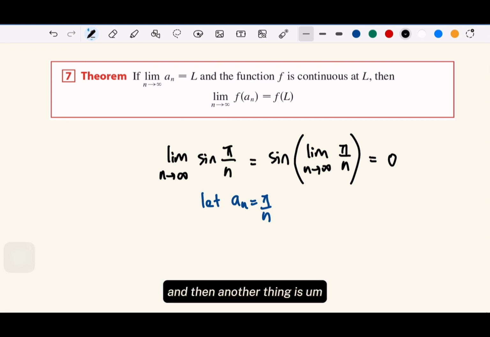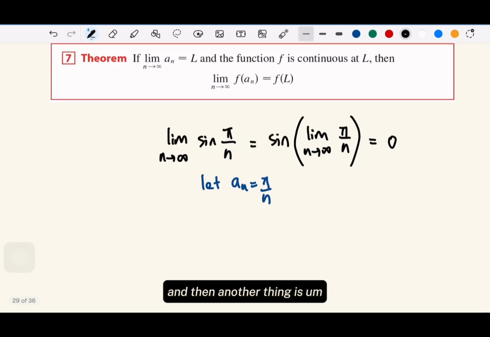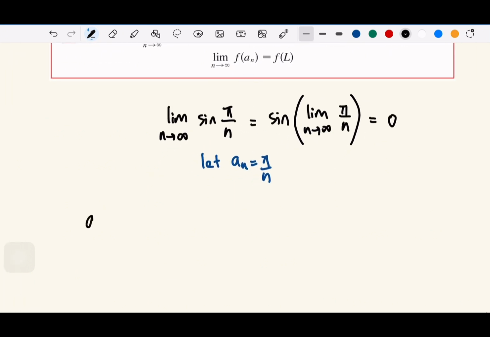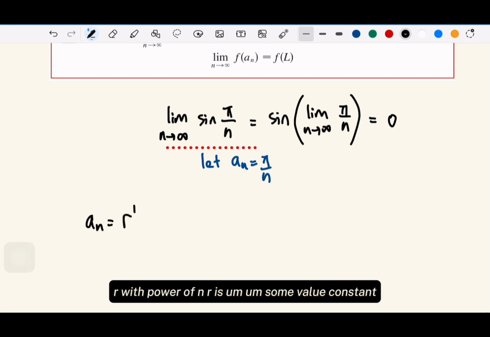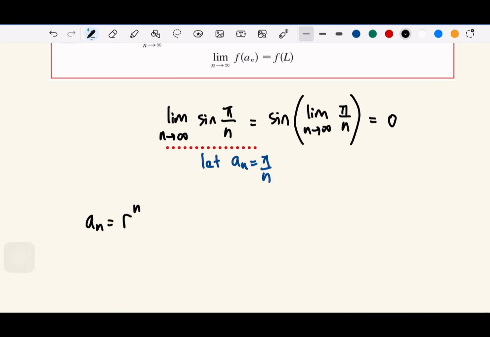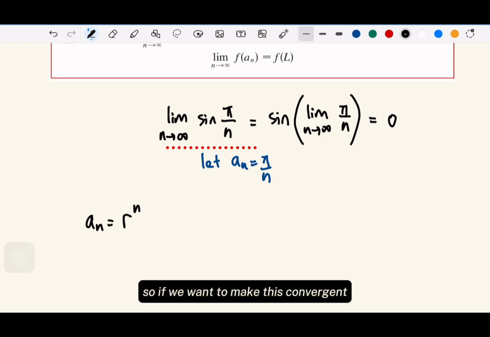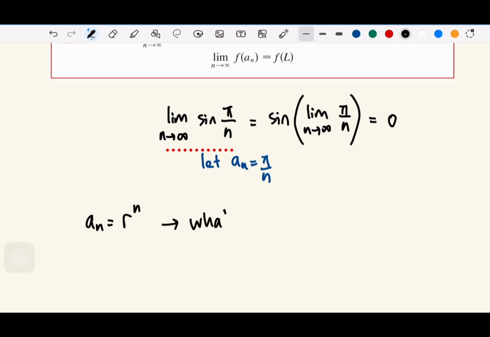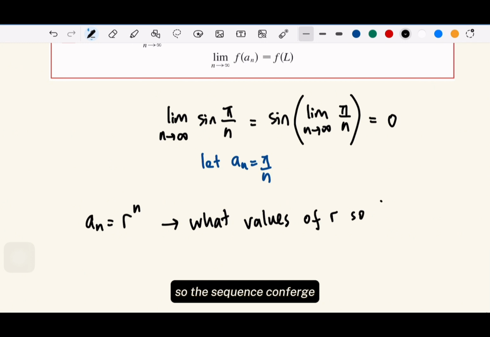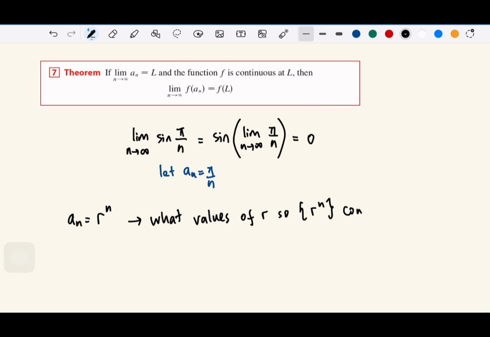And then another thing is we have the sequence r with power of n. r is some constant value. So if we want to make this convergent, well, let me write here. What values of r make the sequence converge?